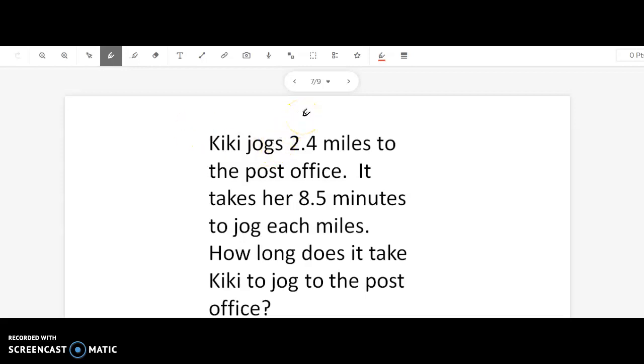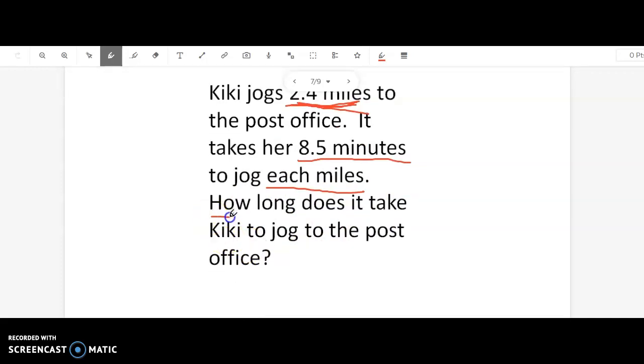All right, I'm going to go through and read it again, and I'm going to jot my details. Kiki jogs 2.4 miles to the post office. Very important to know that, 2.4 miles. It takes her 8.5 minutes to jog each mile. That's important to know that it's each mile. They want to know how long does it take Kiki to jog to the post office.